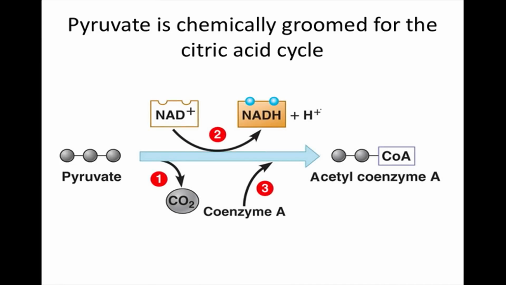First, a carboxyl group is removed from the pyruvate and given off as a molecule of carbon dioxide. Secondly, the 2-carbon compound remaining is oxidized while a molecule of NAD is reduced to NADH. And thirdly, a compound called coenzyme A, derived from a B vitamin, joins the 2-carbon group to form a molecule called acetyl coenzyme A.